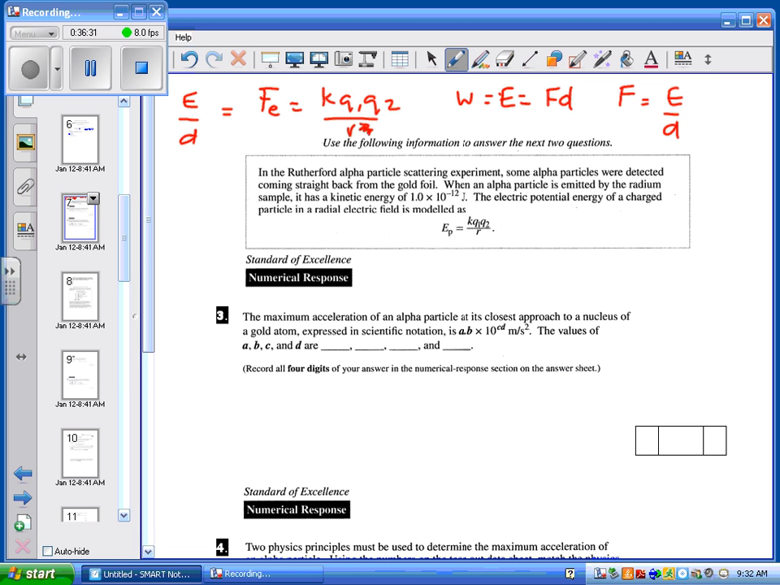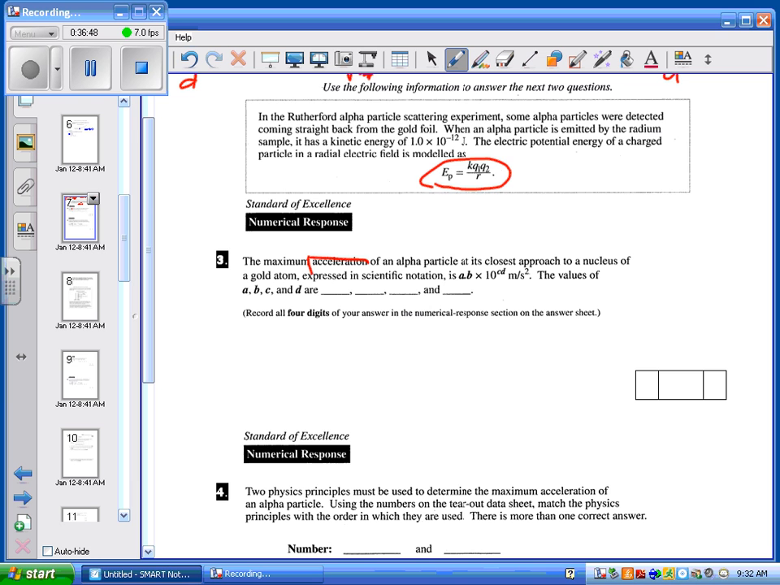Because if they give you a question like this, they're going to give you the formula. What we need to know is how to find the maximum acceleration of an alpha particle at closest approach to the nucleus of a gold atom from that. This is a standard vector question. It's not that tough, it's just knowing where to go with that. If you're asked to find acceleration, chances are what you want to use is F net over M. So we know our mass, because we're talking about an alpha particle. We have a mass of 6.65 times 10 to the negative 27 kilograms. What we don't know is F net. So we need to find F net.